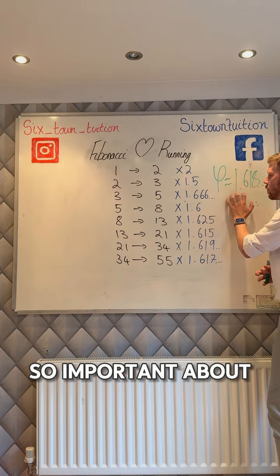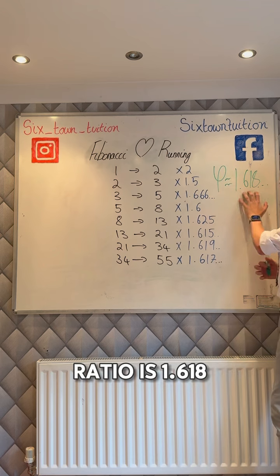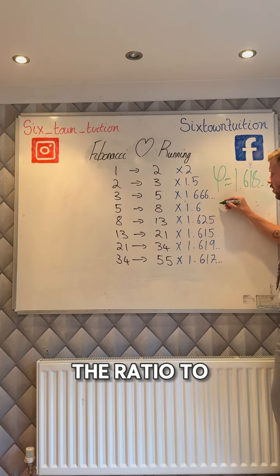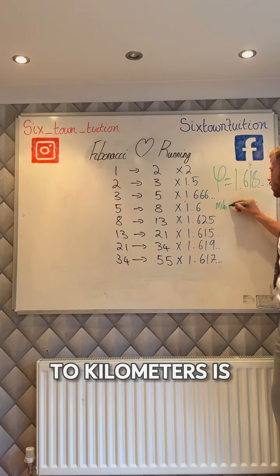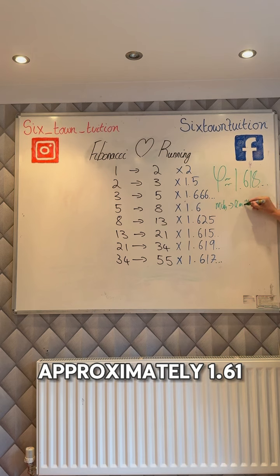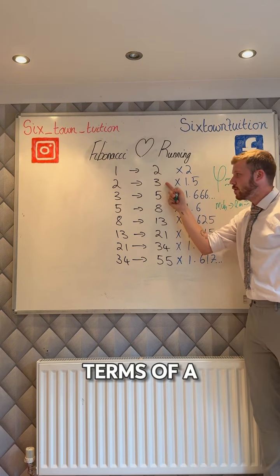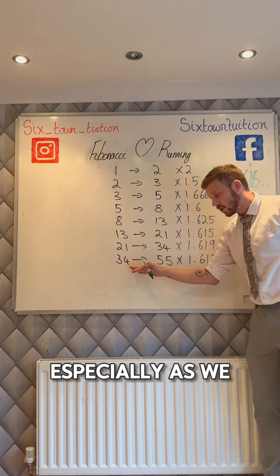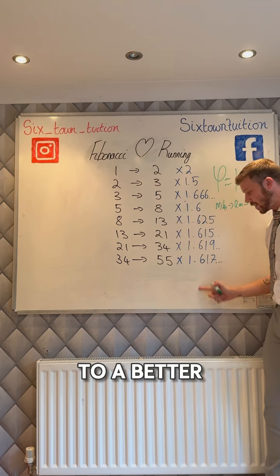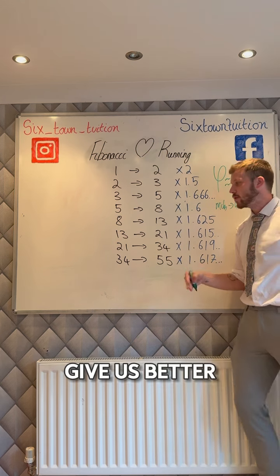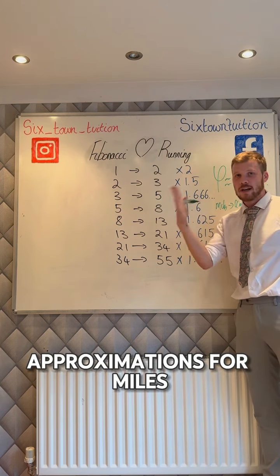So what is so important about this? Well, the golden ratio is 1.618. The ratio to convert from miles to kilometres is approximately 1.61. They are very similar values. So therefore, the terms of a Fibonacci sequence, especially as we get closer and closer to a better approximation of phi, are going to give us better approximations for miles to kilometres.